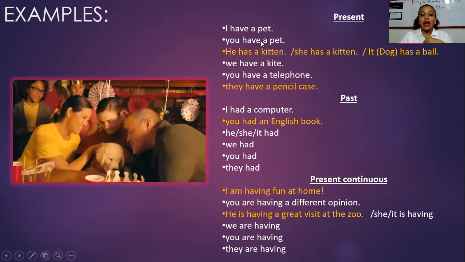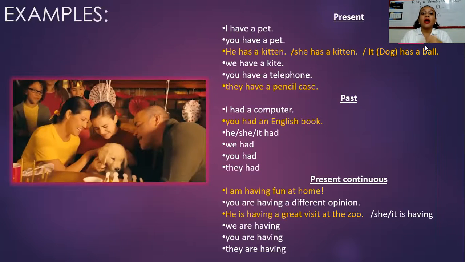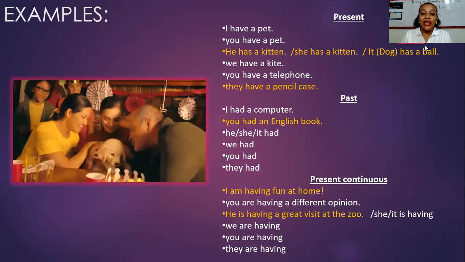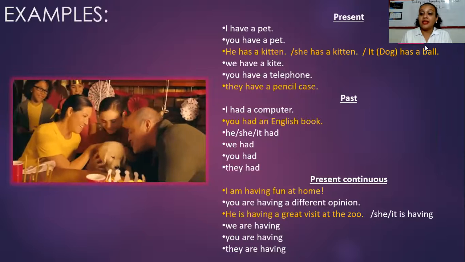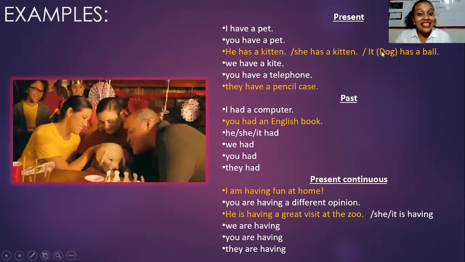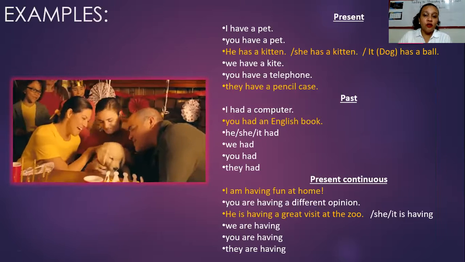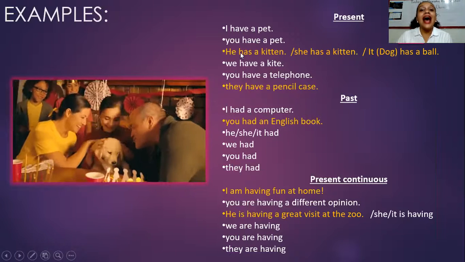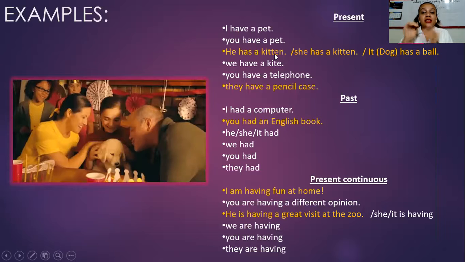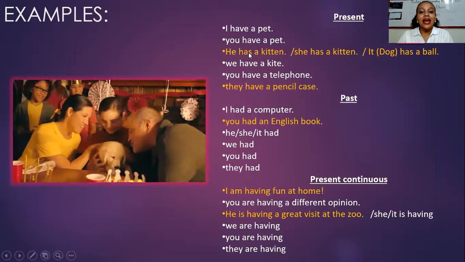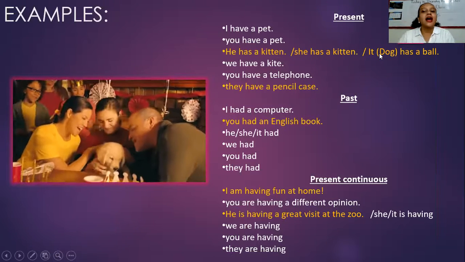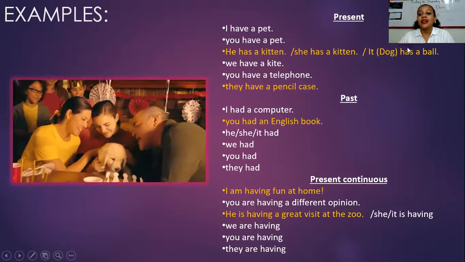You have a pet. But what happens when you are talking about he, a boy, she, a girl, or it, referring to a thing or animal, or maybe a feeling or a place? You can use it. Yes, it is for animals, for things, for feelings, for places. He, we don't say he have. We say he has a kitten. Remember, kitten is a little cat, or baby cat. He has a kitten. She has a kitten, or it, referring to a dog, has a ball. You could say, referring to a cat, it has a ball too.